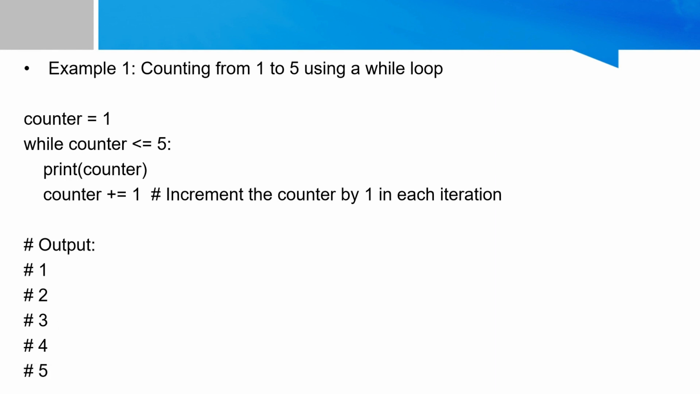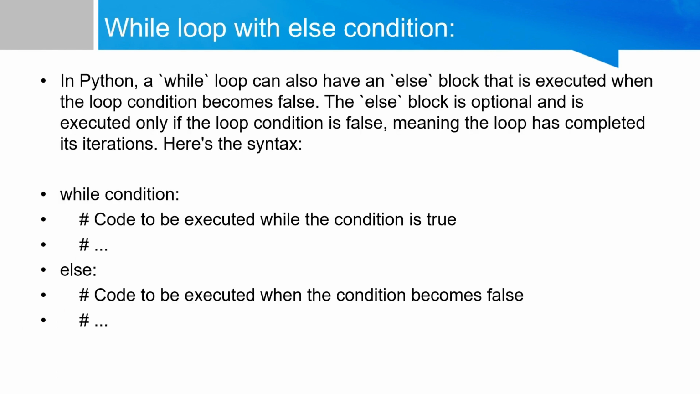So what happens when the loop condition is false? Let's see. Then comes the else condition. A while loop can also have an else block that is executed when the loop condition becomes false. The else block is optional and is executed only if the loop condition is false, meaning the loop has completed its iterations. So let's see the syntax. Here is the syntax: after the while condition, the else condition is given. Now let's see the example.